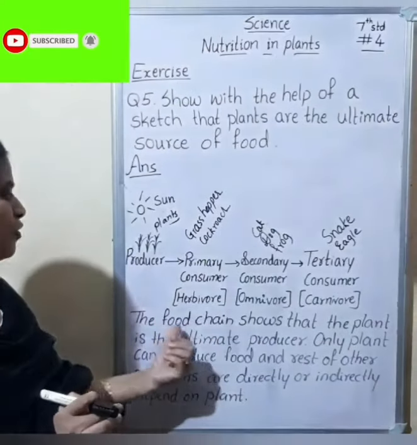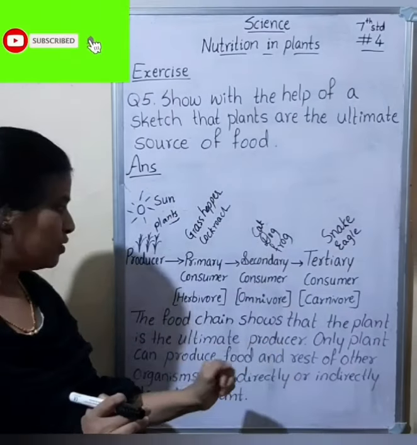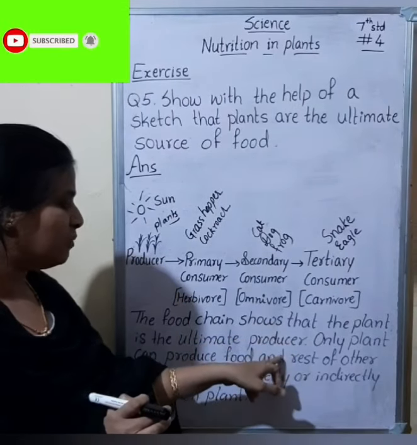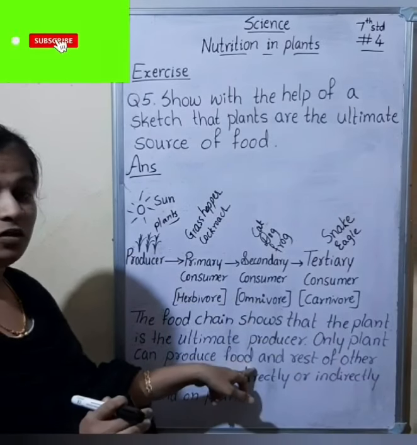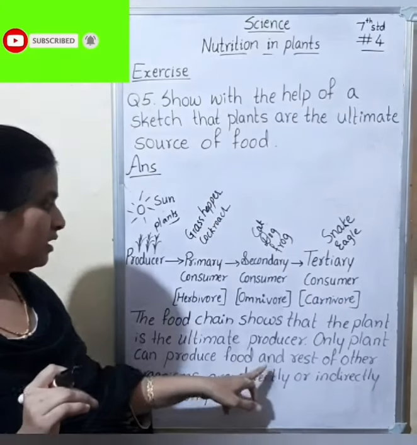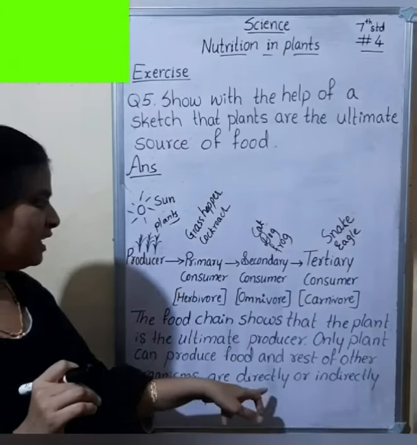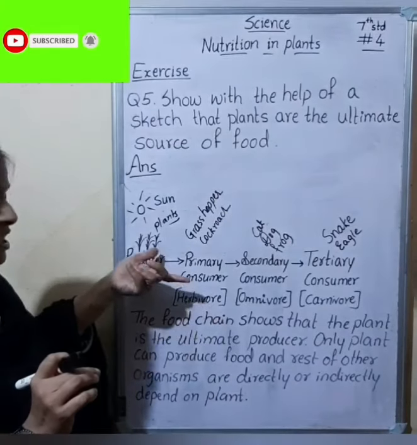So the food chain shows that the plant is the ultimate source of food. Only plants can produce food. Rest all depend on it. And the rest of the other organisms directly or indirectly depend on plants. So how? Let's see the sketch now.